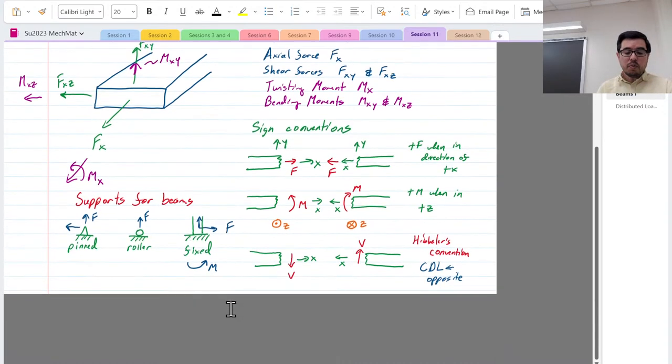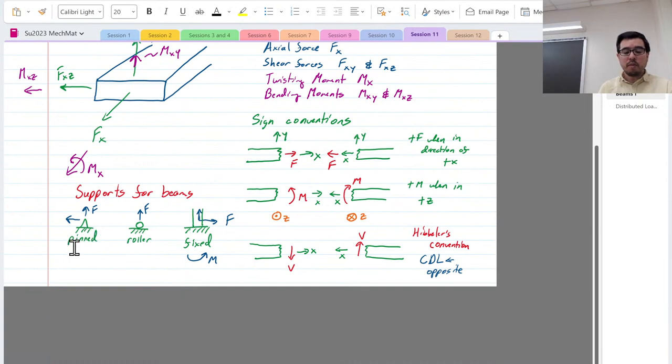And then the supports for the beams, the typical ones that we'll find are pinned, roller, and fixed, as you see here. I've mentioned this before, but if you are looking at CDL's book, Crandall, Dahl, and Lardner, which I don't expect many of you would be, because Hibbeler is mostly what we're using here, you'd see that the conventions are actually different when it comes to drawing out the internal forces, for shear force.